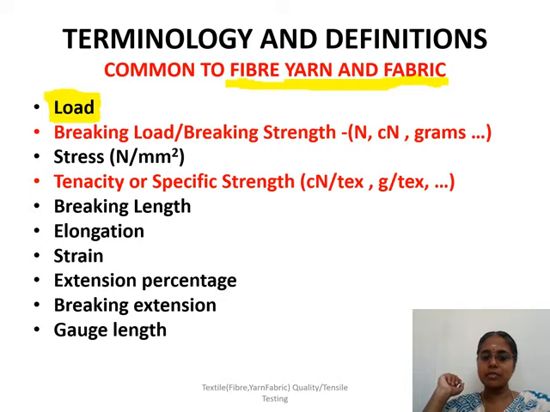Specific strength is force by linear density. We use centinewton because the force value is very small with regard to fibers or yarns, so it is given in centinewton instead of Newton. Newton you will use if it is a very high strength material, divided by tex or linear density.